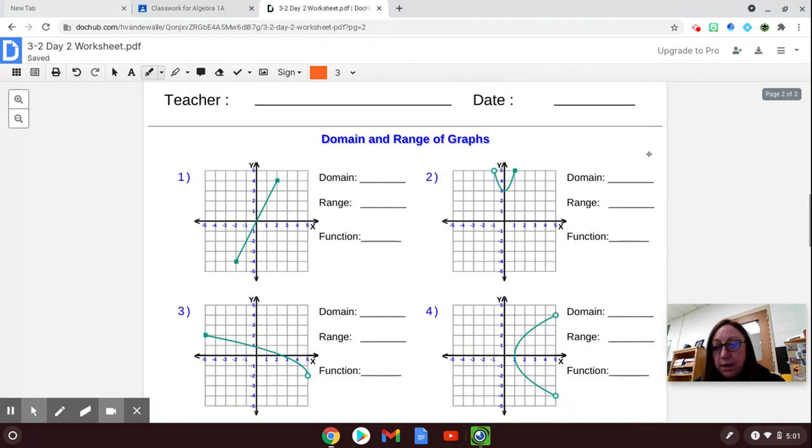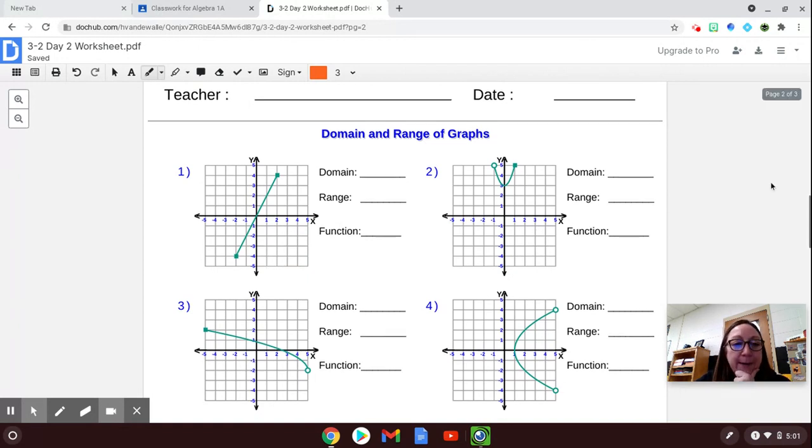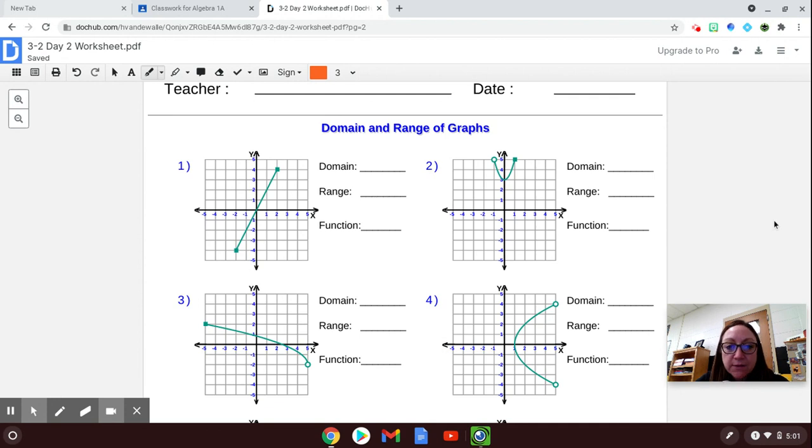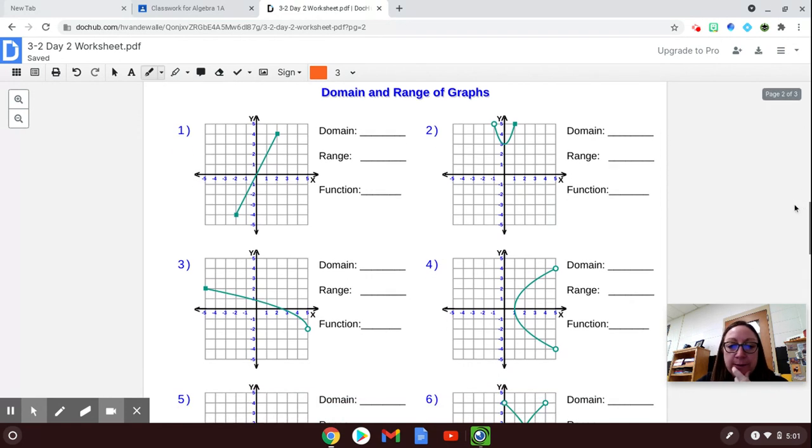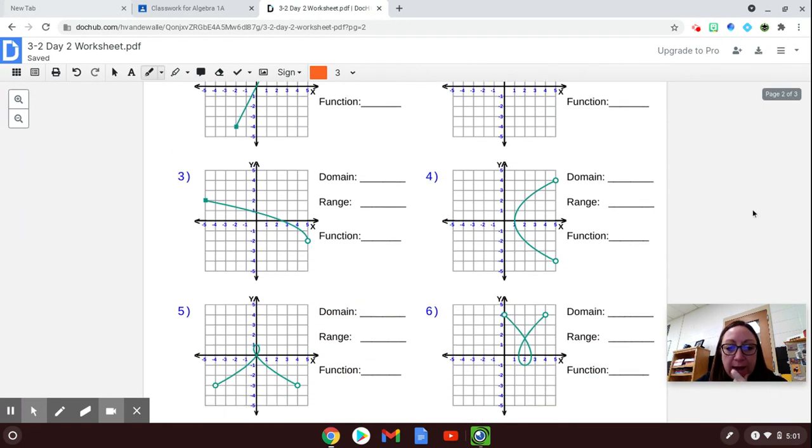Okay, so domain and range, and then whether we have a function or not. So again, these are going to be writing the possible x values and y values. And then the function is, does it pass the vertical line test? So let's take a look at number 4.